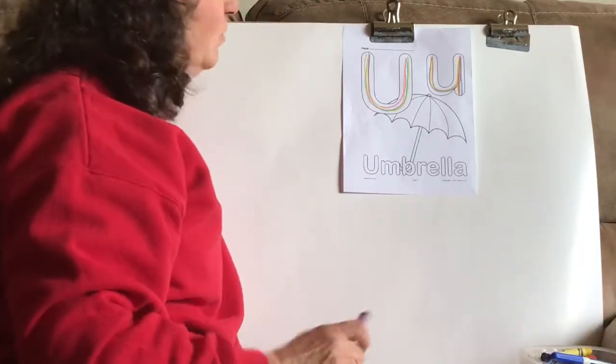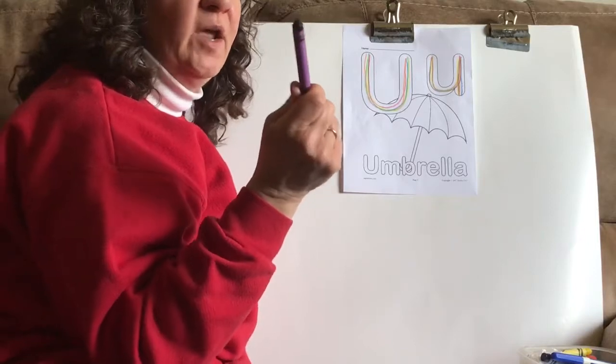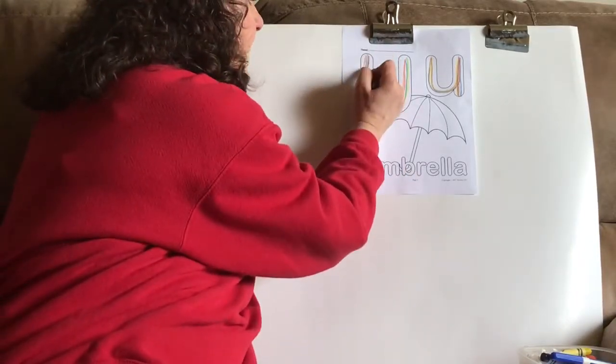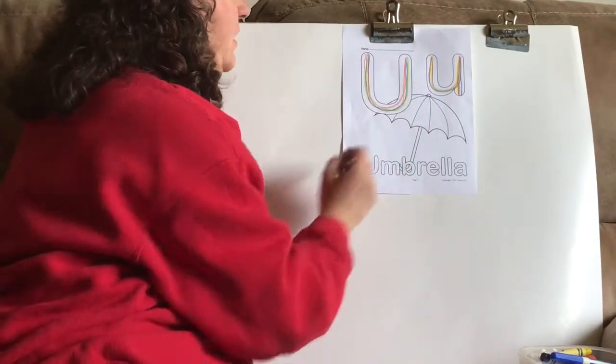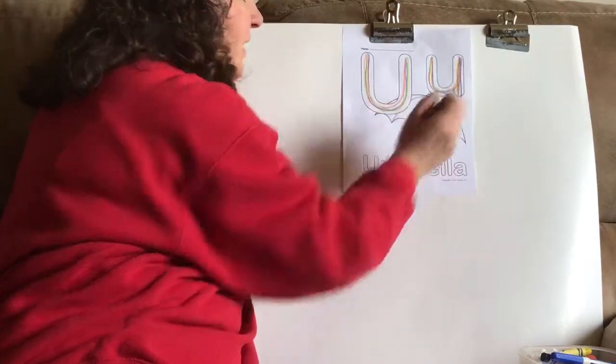All right, and now we're going to do one more. What color is this one? Purple. Good. Take your purple crayon. We're going to make the letter U one more time. You ready? Okay, here we go. Down and up. And let's do the lowercase one. Down and up and pull straight down.